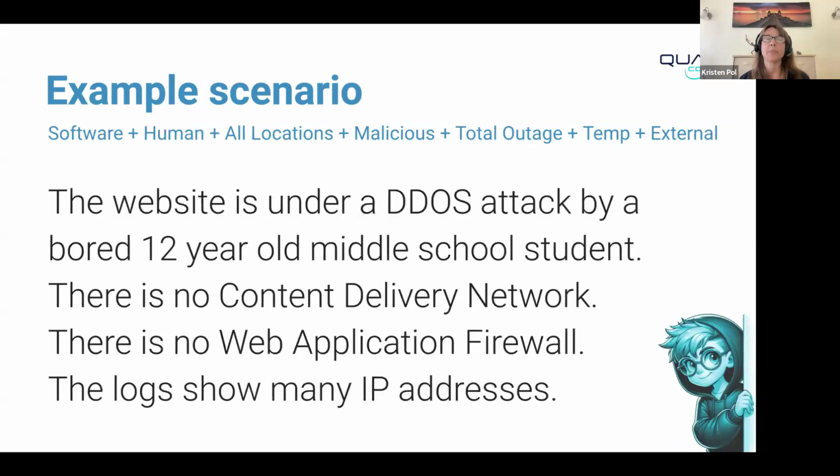Another situation: a website is under a DDoS attack by a bored 12-year-old middle school student, and there have been major DDoS attacks by very young people, so this is not that out there. There's no CDN, there's no WAF, and you somehow get into the logs and you see it's all these IP addresses and you're not sure what to do. In this situation, maybe you could scramble and insert a WAF real quick, though it would still take a little bit of time. It'd be hard to block all those IP addresses because there's a lot, and it could be more and more. Since this is a bored 12-year-old, maybe they'll move on to something else and you'll just have to wait a little bit.